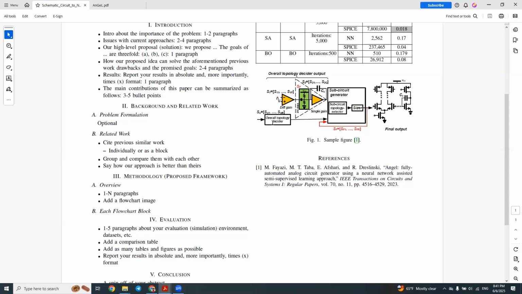Okay. So in overview, I say, okay, here, this is one overall topology decider that gives the specification to the subcircuit topology selector, then it gives it to the sizer, and so on and so forth. This is how the different blocks are connected. In the next subsection, I talk about how the overall topology decider works. In the next subsection, I talk about how the subcircuit topology selector works, and so on and so forth.